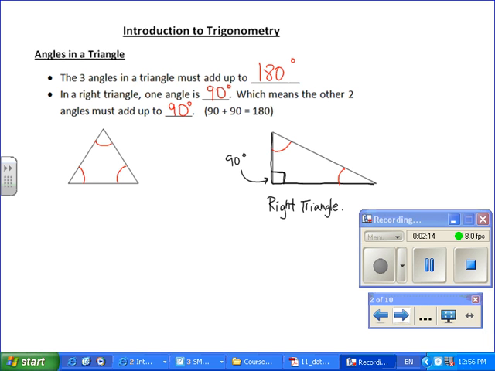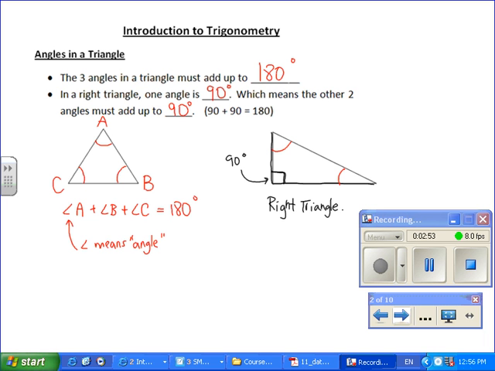Let's have a look at a couple of triangles here. We always label triangles using capital letters at each of the vertices or the points of the triangle. So A, B, C, we could call this triangle. And angle A plus angle B plus angle C must equal 180 degrees. For those of you who are really new to geometry or trigonometry, this little symbol right here means angle. So when you see it, it's talking about the angle A.